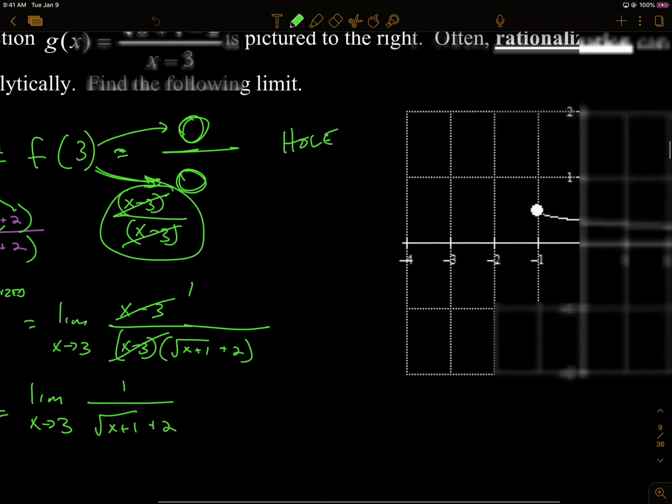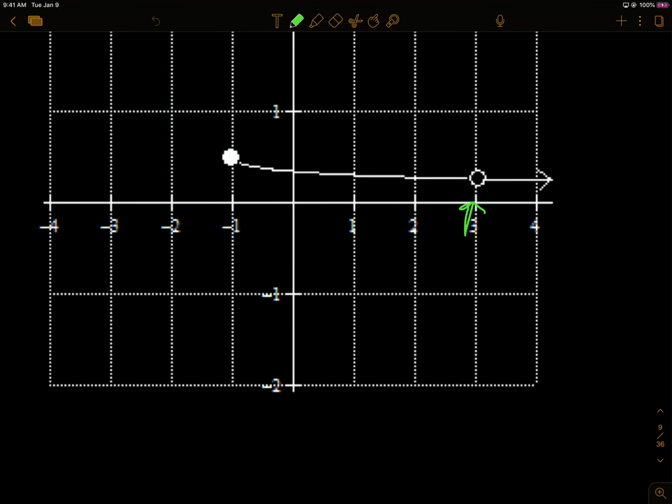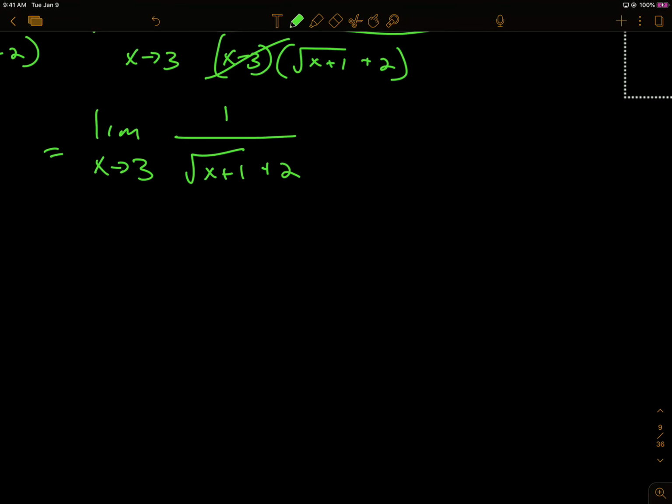So I just filled the hole. So this is my original function. By canceling out that x minus 3, all I did was fill it in and make it continuous now. And those limits of those two functions are still the same. So now I'm just going to find the limit of my new function. And since it's continuous, I can cheat it by just doing direct substitution. I get 1 over 2 plus 2. I get 1/4. And that's the fancy footwork for that one.